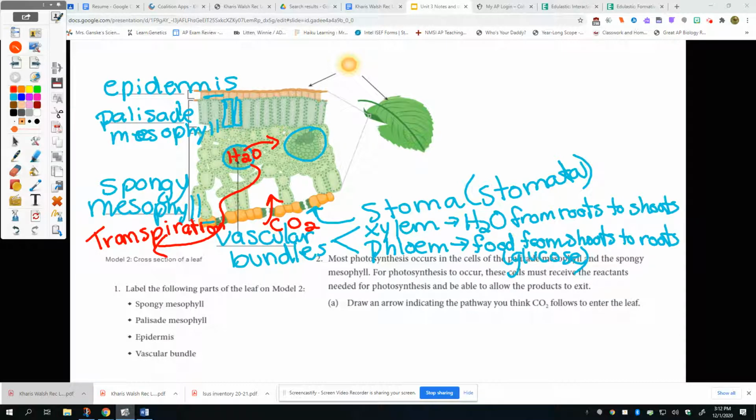And then D asks us to draw and label an arrow indicating the pathway that oxygen would follow. Remember, oxygen is made in photosynthesis when water is split, and when oxygen is made, it has to leave the leaf somehow, through an opening. So the same way the carbon dioxide came in, and the same way the water vapor can leave, is how the oxygen can leave as well. So hopefully your diagram looks something like this. If it didn't, go ahead and adjust that. And that gets us all the way through question number 1.